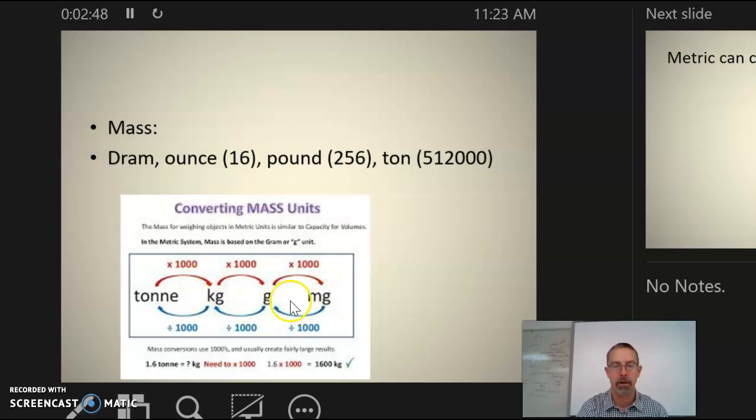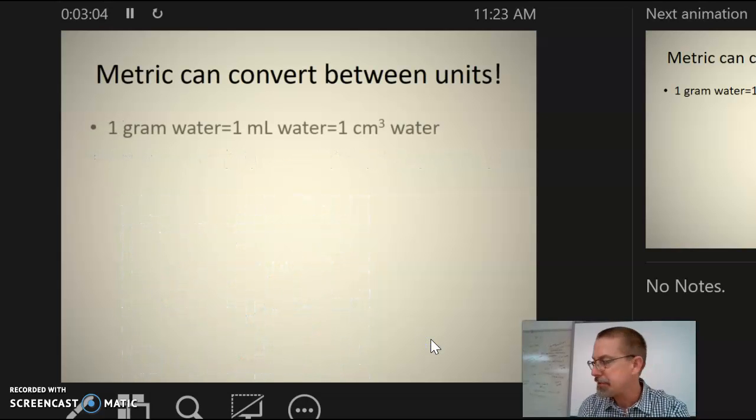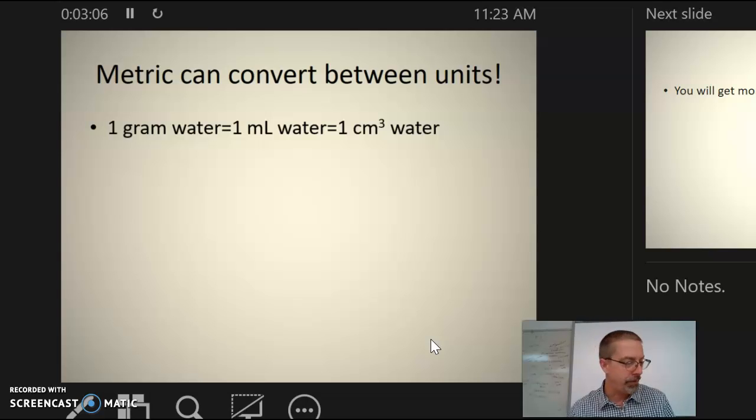With metric, to go from a milligram to a gram, I'm going to divide by 1,000. To go from a gram to a kilogram, I'm going to divide by 1,000. To go from a kilogram to a gram, I multiply by 1,000. To go from a gram to a milligram, I multiply by 1,000. Again, fairly straightforward.